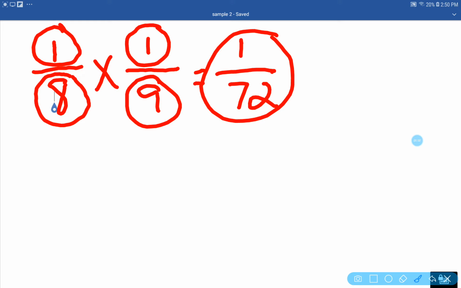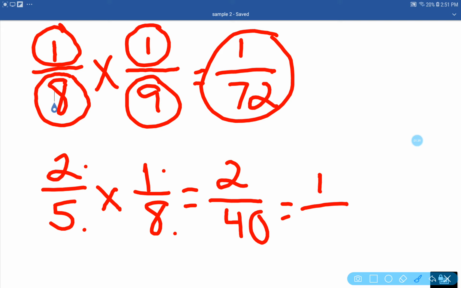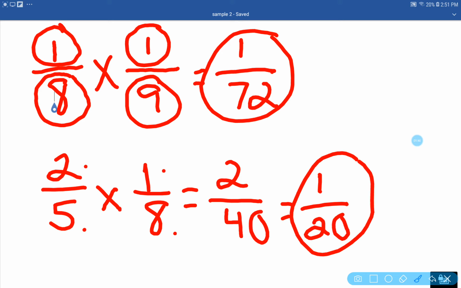Next one, let's do this one. We've got 2/5 times 1/8. Again, we're simply just going to multiply across. So 2 times 1 gives us 2. And then 5 times 8 gives us 40. Now we need to look at this. This is a proper fraction, but it can be reduced. So we're going to reduce it down by 2. So that 2 is going to turn into a 1. And then the 2 into the 40 will be 20. So that's our final answer, is 1/20.